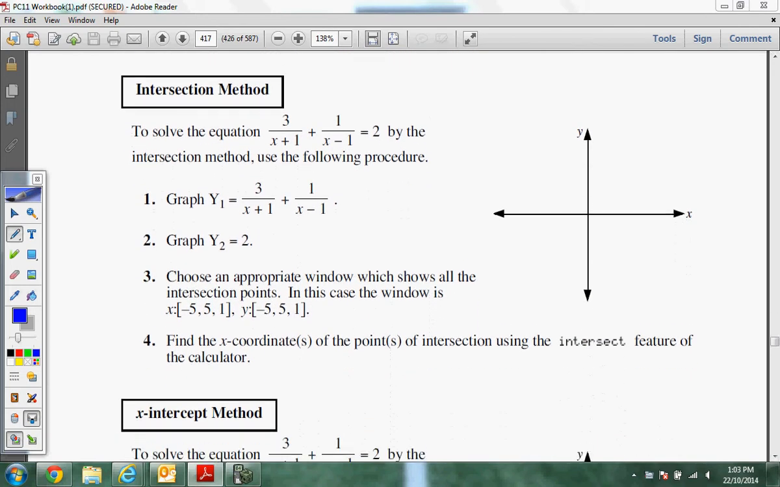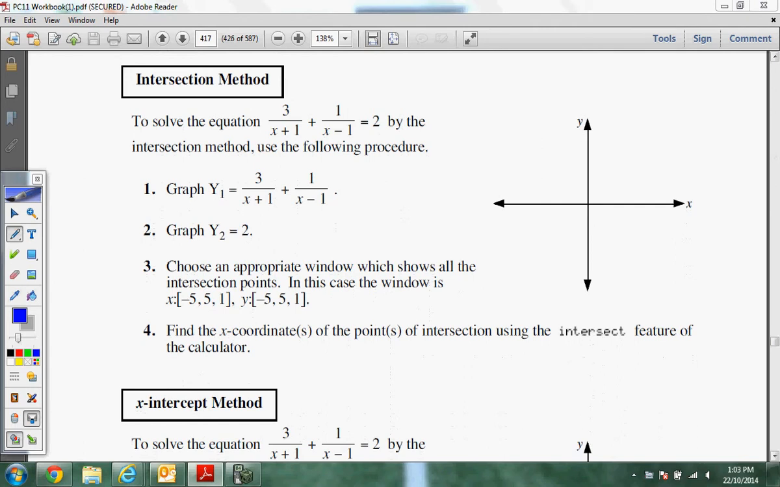Okay, so there's two types. Listen. We're going to teach you the three ways to solve a rational equation. This one, we're going to show you the intersection method on your calculator. Then we're going to do the x-intercept method on your calculator. And then we're going to do it algebraically, which is the harder one. So first off, we're going to do the intersection method.